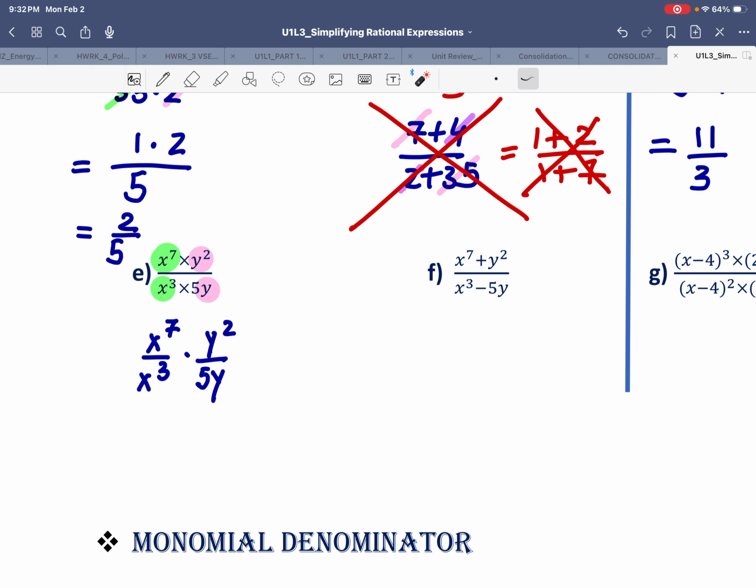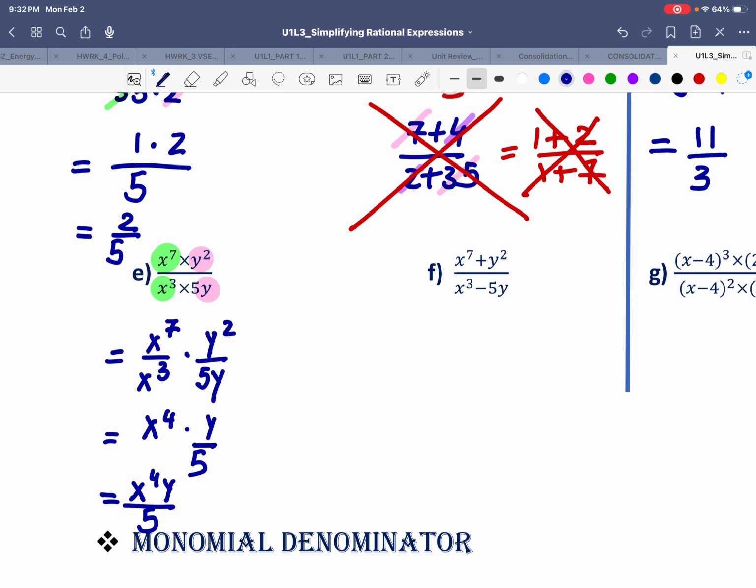And that's because in multiplication, we just multiply numerators together, denominators together. So x to the 7 over x to the 3, that's x to the power 4. And then y to the 4 over 5y is y cubed over 5. So this is simply x to the 4 y cubed divided by 5. And obviously, you can do this the shorter way, okay?